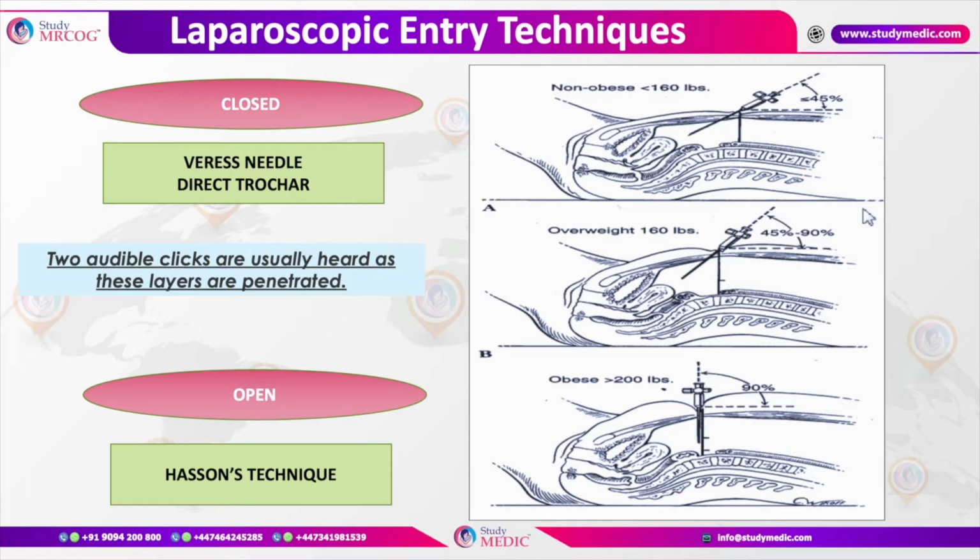And usually, in non-obese patients, the angle at which you are inserting the Veress needle is less than or equal to 45 degrees. And as the weight increases, the angle keeps on increasing. And in obese patients, who weigh more than 200 pounds, usually you insert the Veress needle perpendicular.